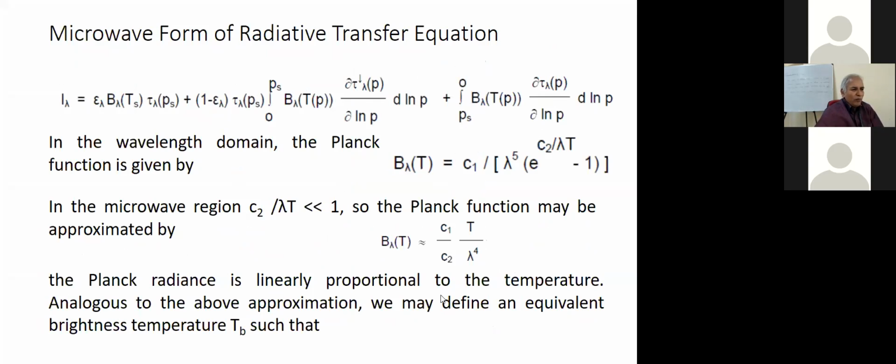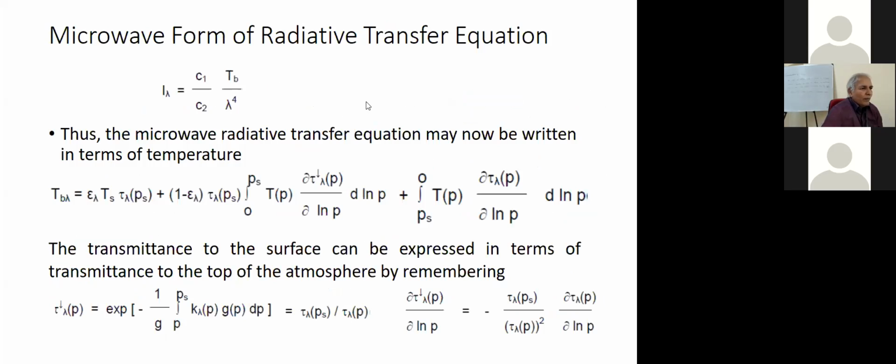And because of microwave, the wavelength is longer. So this is my Planck radiance. And because lambda is larger, C2 by lambda T is much smaller than 1. So I can expand this 1 plus X. So if you expand this, the Planck radiance becomes directly proportional to the temperature. So that is one advantage of the microwave. So in terms of blackbody temperature, the radiance is directly proportional to the blackbody temperature.